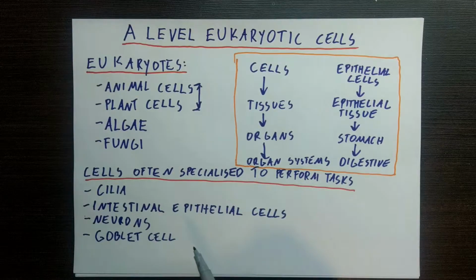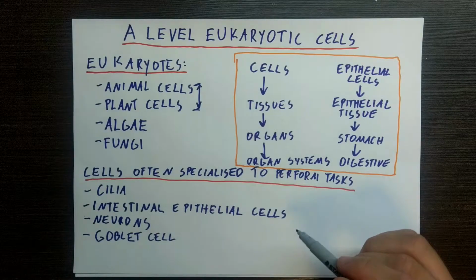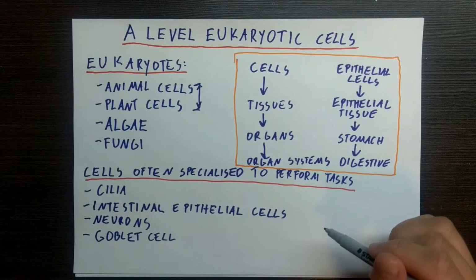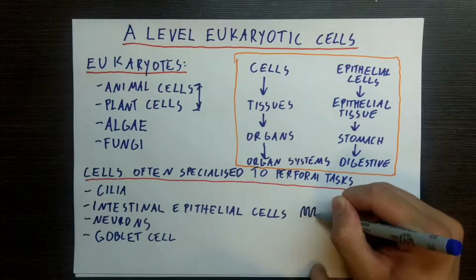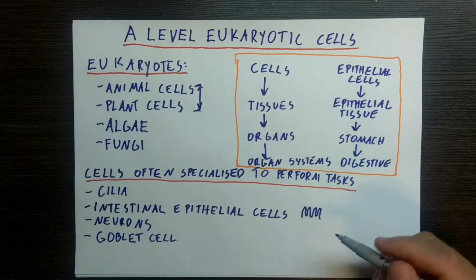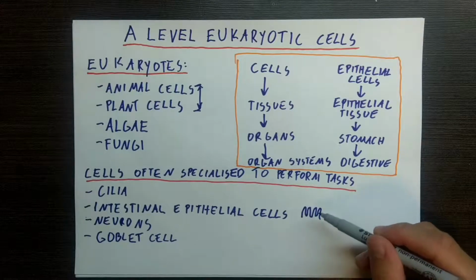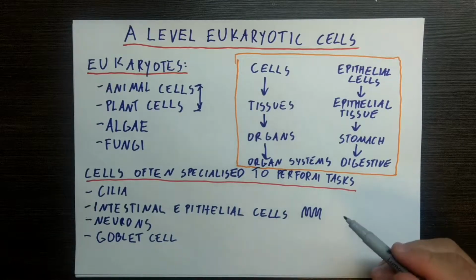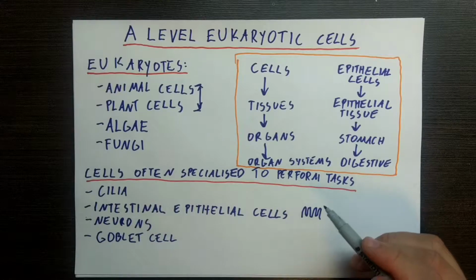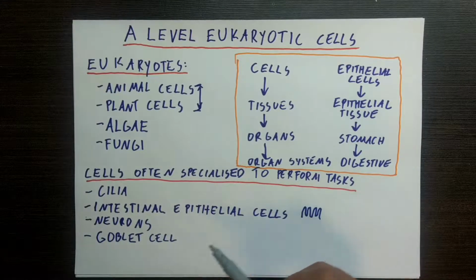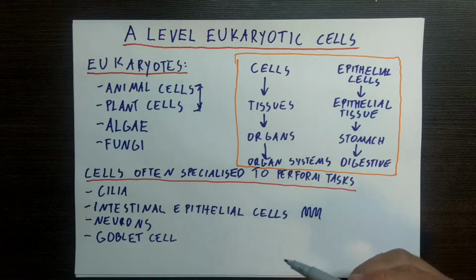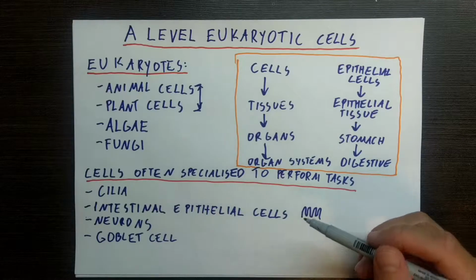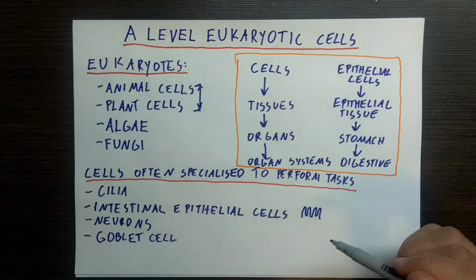Now, intestinal epithelial cells have these little microvilli. They're called villi, these little outgrowths like this, which give them a greater surface area to help them absorb more food, more nutrients in the intestine. Now, neurons are, of course, the brain cells, and another example are goblet cells in the stomach, whose job is to produce mucus to protect the stomach lining.